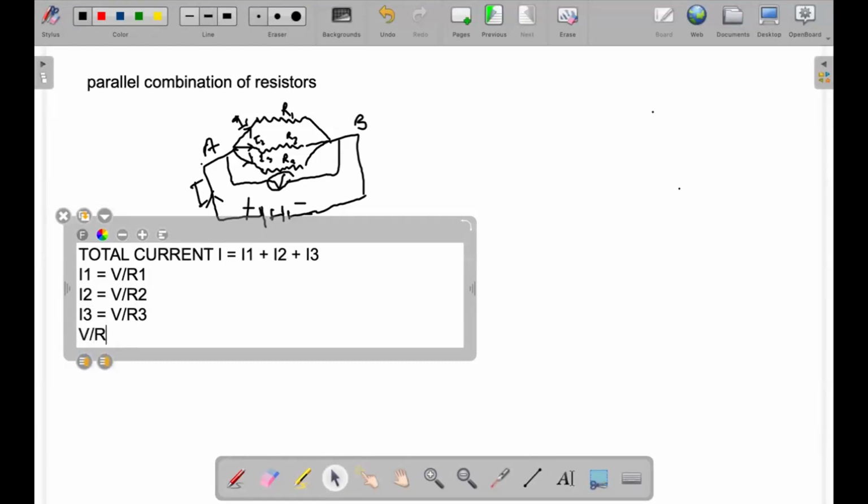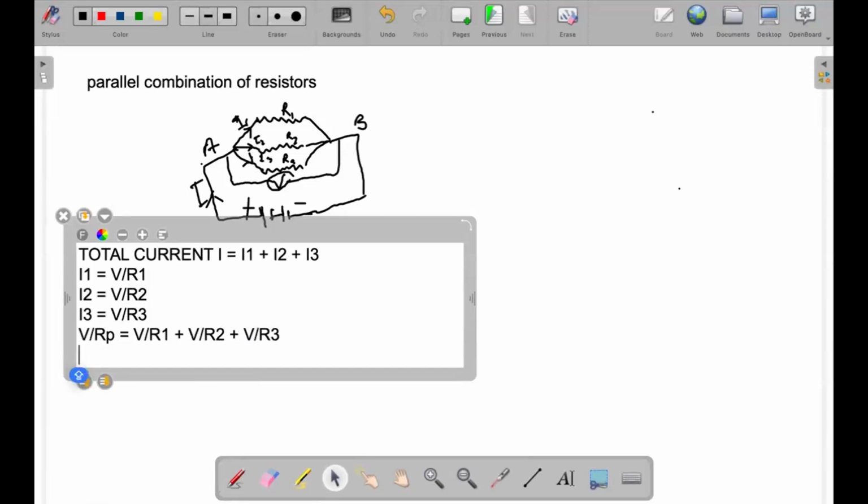मैं इसको R_P लिख देता हूं ताकि हमें ये पता चले कि this is the equivalent resistance for the parallel combination. R_P is equal to V by R1 plus V by R2, sorry, plus V by R3. V common आ जाएगा दोनों तरफ से, तो R_P will be equal to R1 plus R2 plus R3.